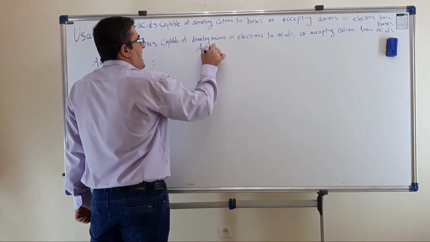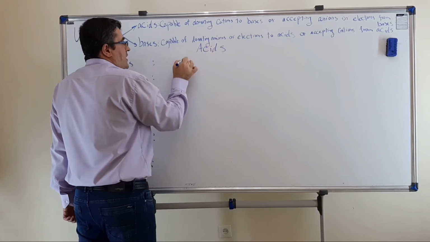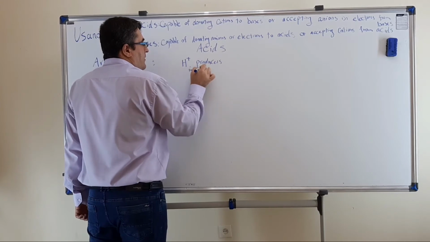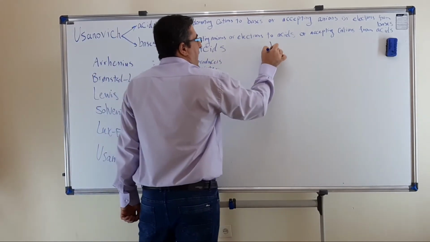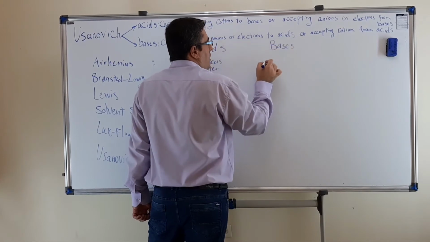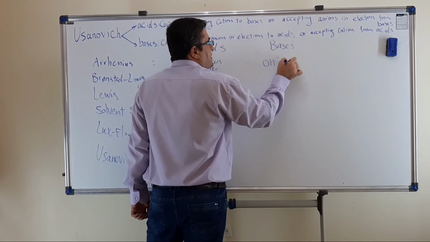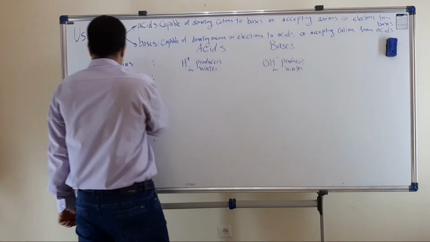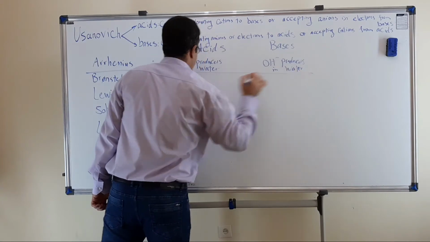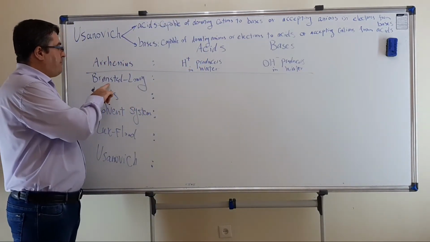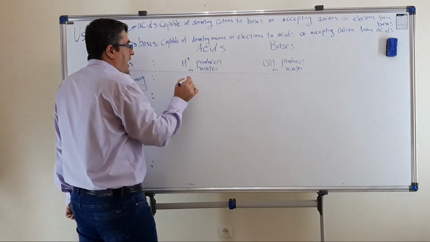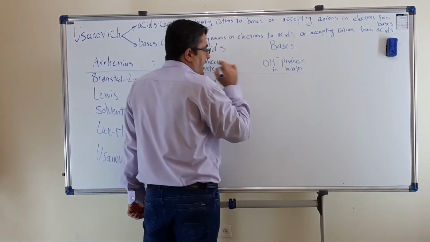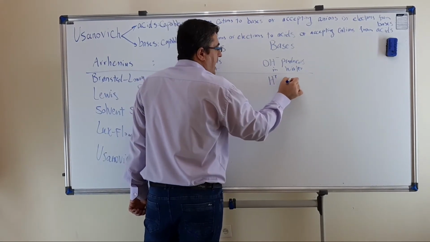Based on Arrhenius acid-base theory, acids are H plus producers in water, and bases are OH minus producers in water. On the other hand, based on the Bronsted-Lowry acid-base theory, acids are H plus donors in any given situation, and bases are H plus acceptors.